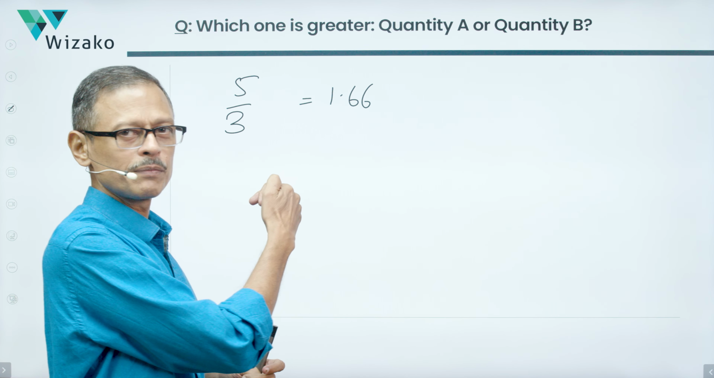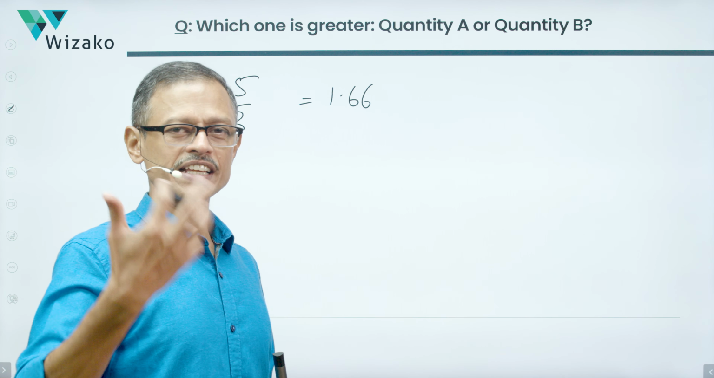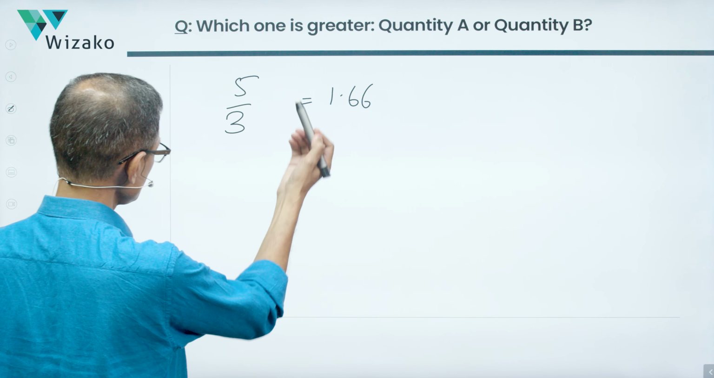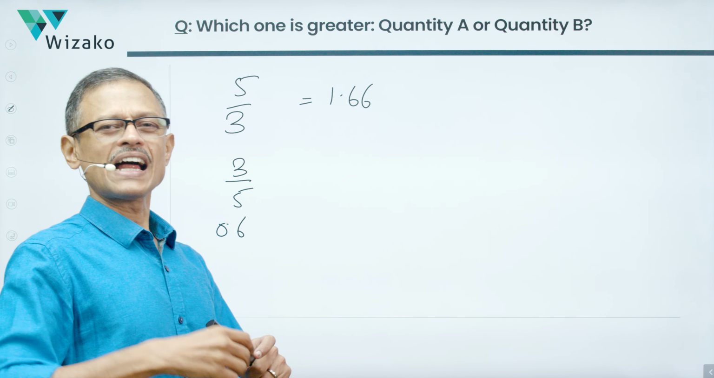Now, let's look at what happens to a proper fraction and what happens to an improper fraction when you add a constant k, which is a positive number, to it. Start with a proper fraction. 3/5, the value is 0.6. Let's say we'll add a very small quantity.